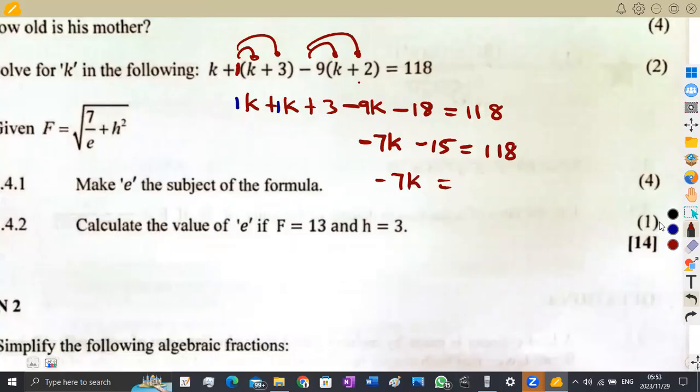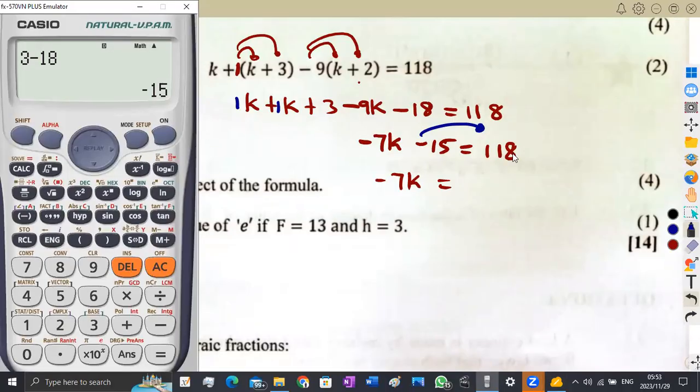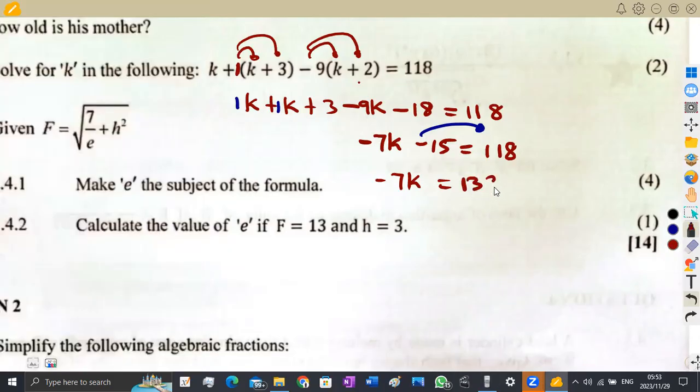All right, so here you can transpose negative 15 to the other side so that it can be a positive 15. So it will be 118 plus 15 on the other side because it was a negative. Once you take it that side, it becomes a positive. So that's 133.